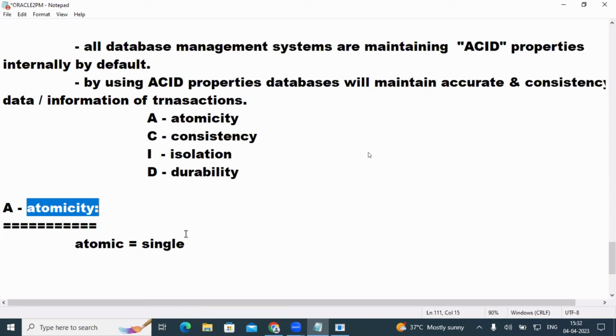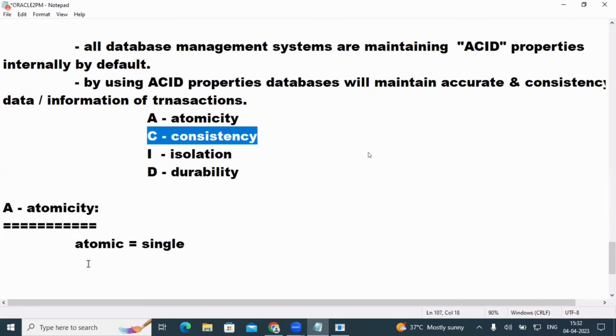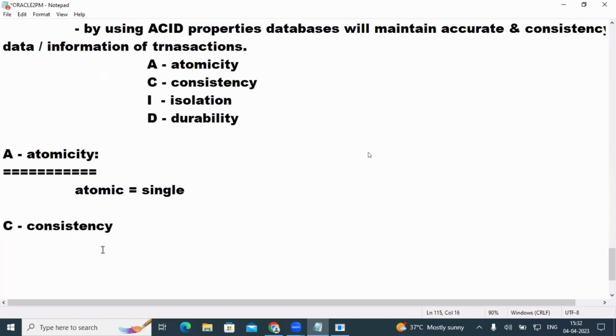Okay? So next, consistency. What is meant by consistency here? Observe carefully. Consistency means regularity of data, there is no confusion of data, and it doesn't show any wrong information. It shows accurate information.